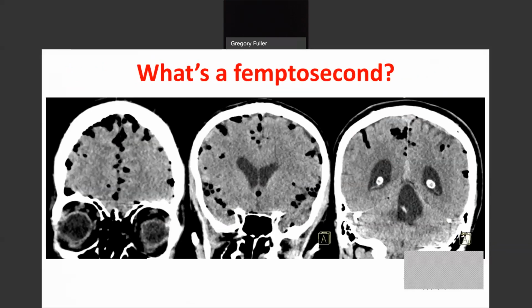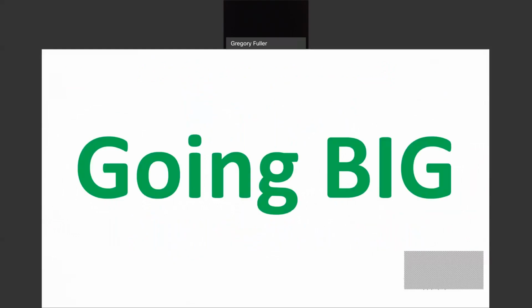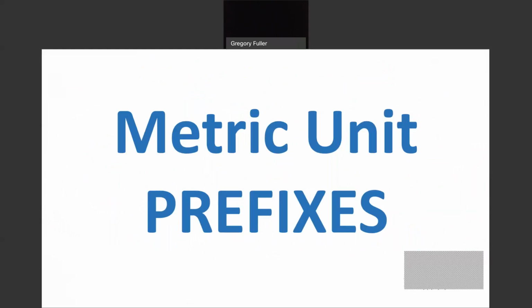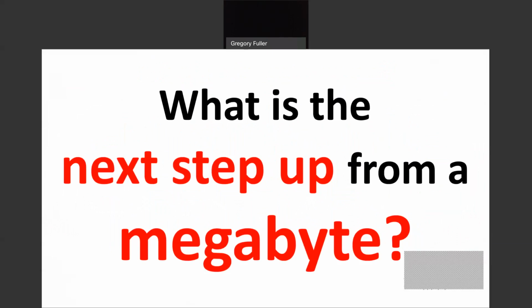All right, let's take a very brief digression. I want to talk about going big, and I'll talk about going small. All right, this is metric unit prefixes, standard stuff. You need to know this if you did it before. All right, let's start in the middle. Everyone knows about a megabyte, right? What is the next step up from a megabyte? Going bigger.